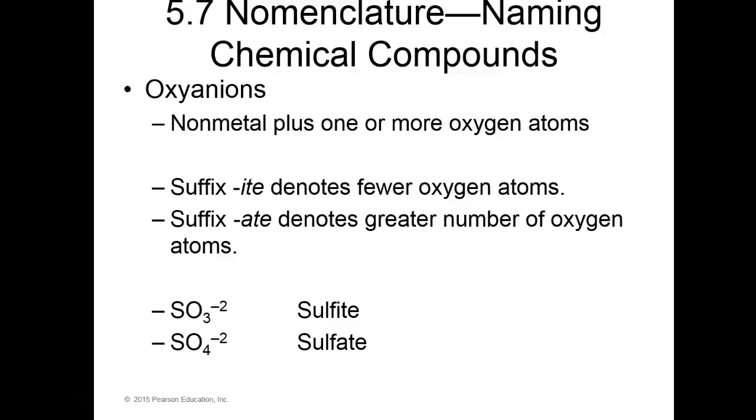Oxyanions are a nonmetal plus one or more oxygen atoms. Ite denotes fewer oxygen atoms, and ate is a greater number. As you can see here, sulfite has 3, sulfate is 4.